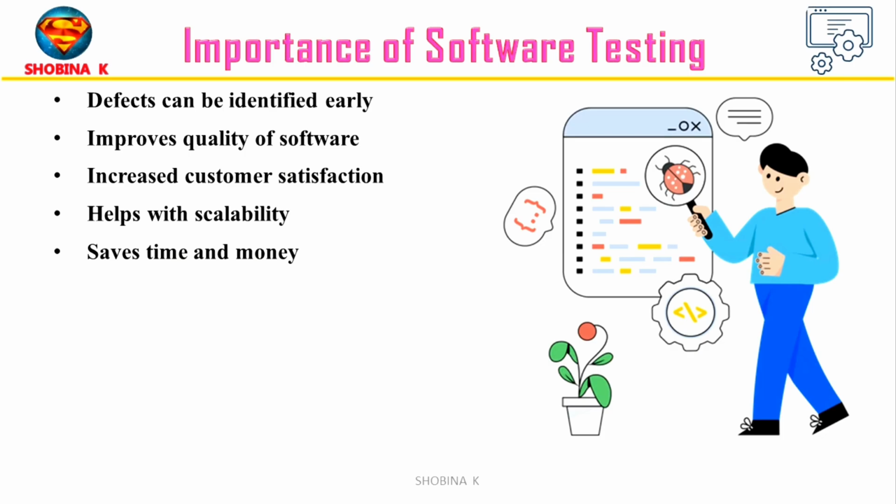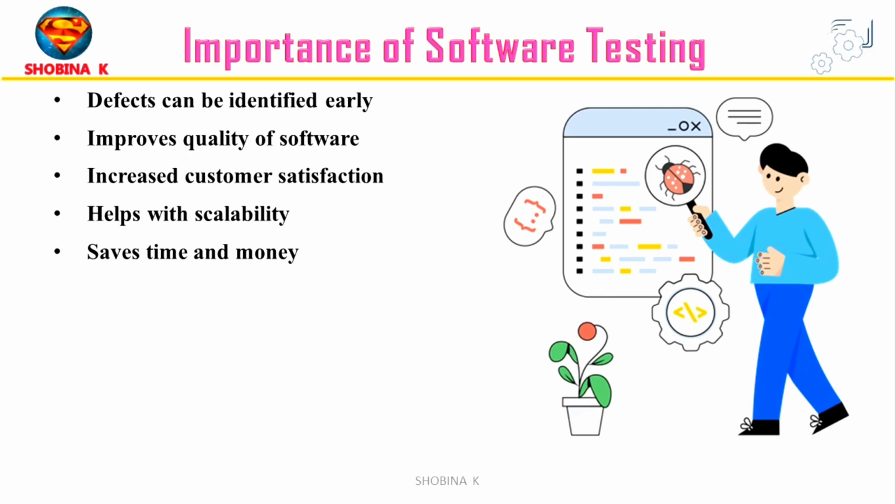So what is the importance of software testing? Early defect identification. Testing spots problems earlier, so it stops them getting worse later on. Next up, better quality. Testing ensures that the software meets the specified requirements and functions as intended. By identifying and fixing defects, testing helps in improving the overall quality of the software, which leads to a more reliable and robust product.